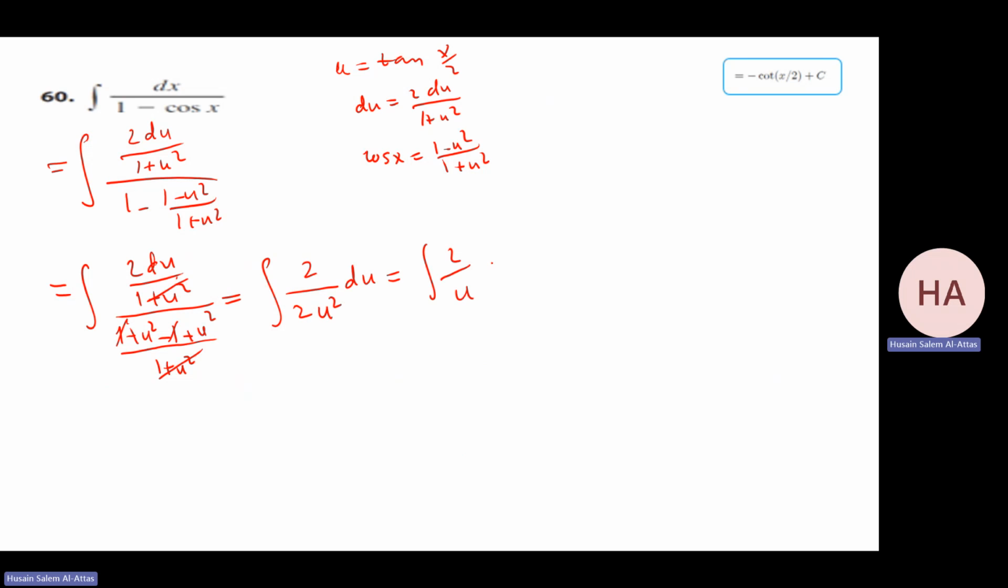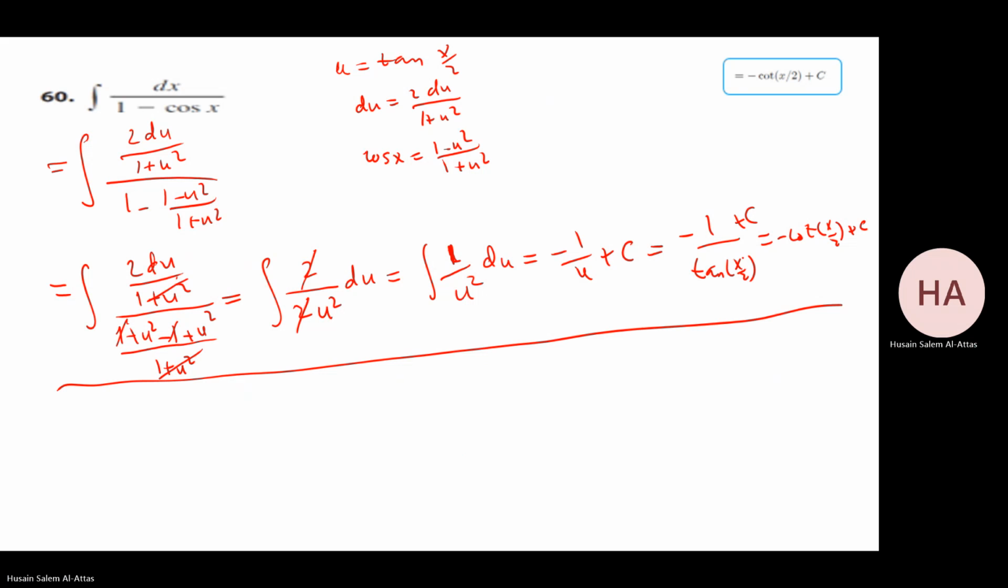What's the integral of 2 over u square du? Cancel 2 with 2. No 2, 1 only. And that is minus 1 over u plus c. And what is u? Minus 1 over tan x over 2, and that will be minus cotan x over 2 plus c. This is one method to do it, one way.